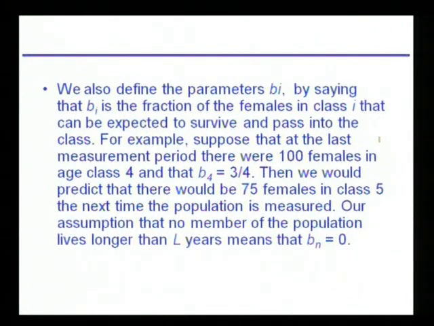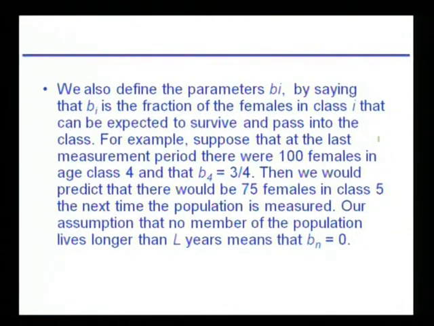We also define the parameters bi, the survival rates, by saying that bi is the fraction of the females in class i that can be expected to survive and pass on into the next class. For example, say there are 100 females in age class 4 and b4 is 3/4. Then we would predict that there would be 75 females in class 5 the next time the population is measured. Our assumption that no member of the population lives beyond L years means bn equals 0.